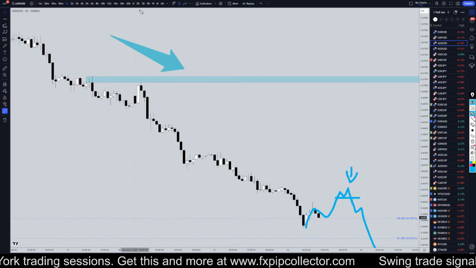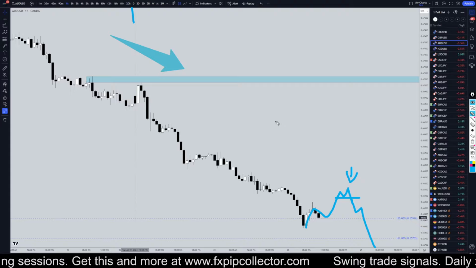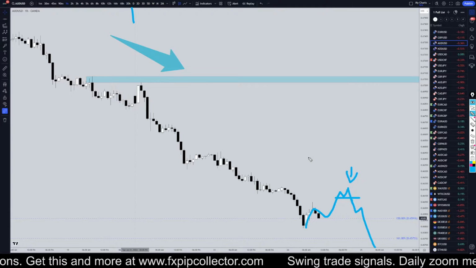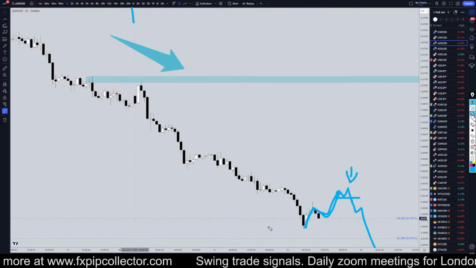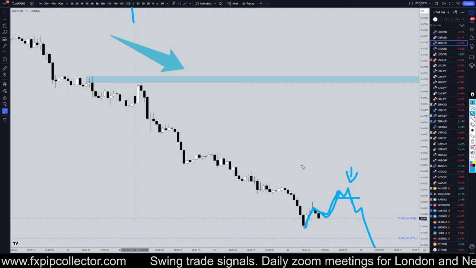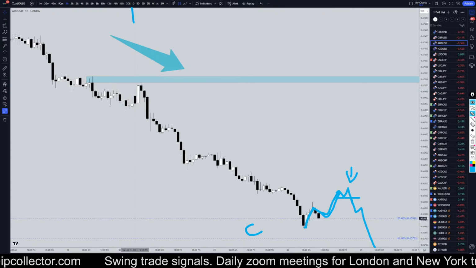The trend is down on a higher time frame, the daily time frame. So I'm definitely only looking for shorts, and I'm only going to go short at the end of three-wave pullbacks for the continuation of this downtrend, which I still think is likely a wave C.